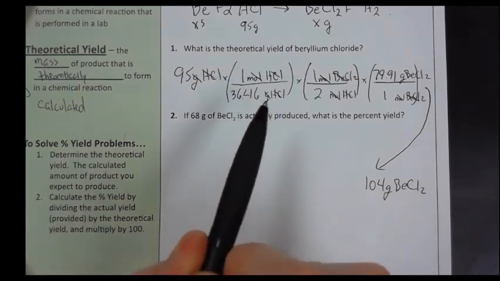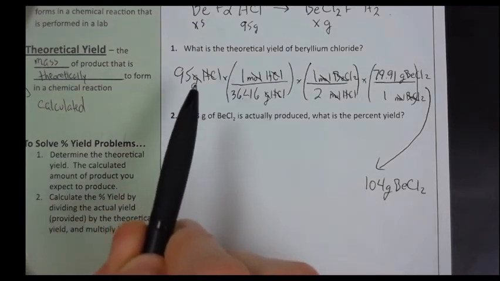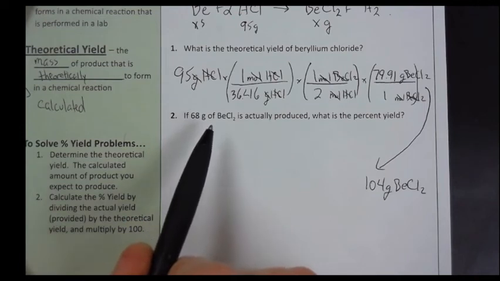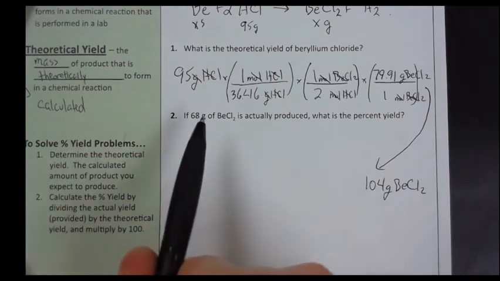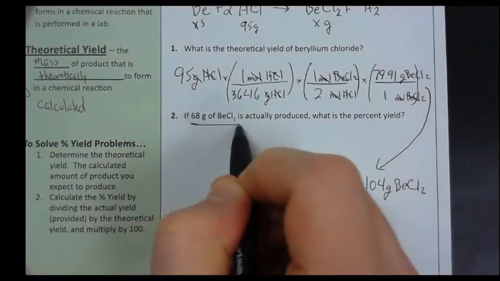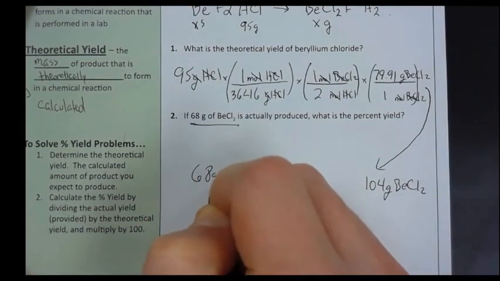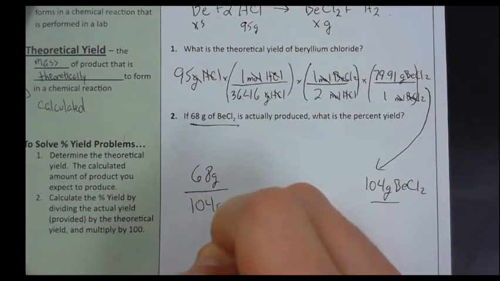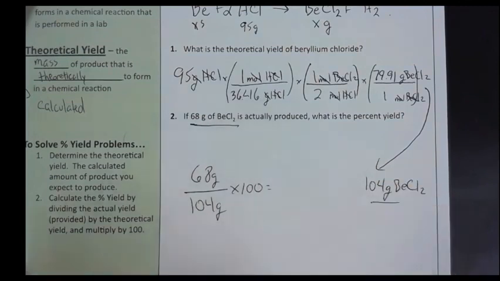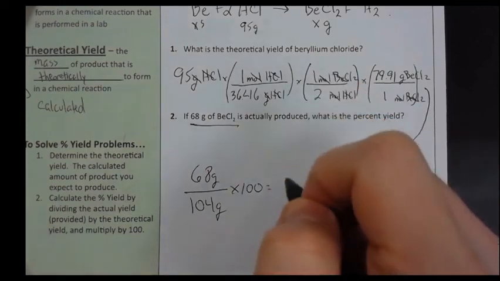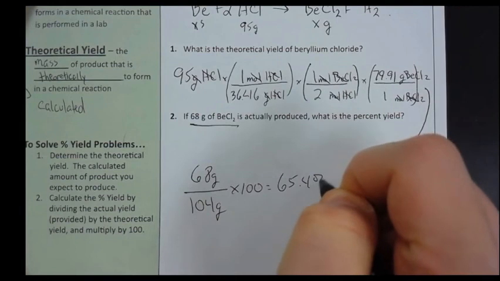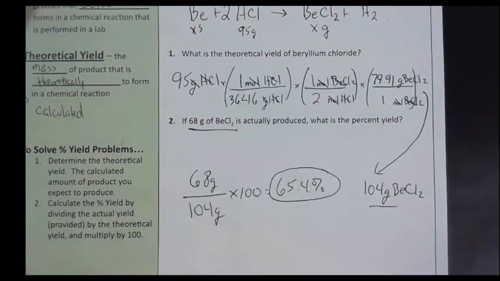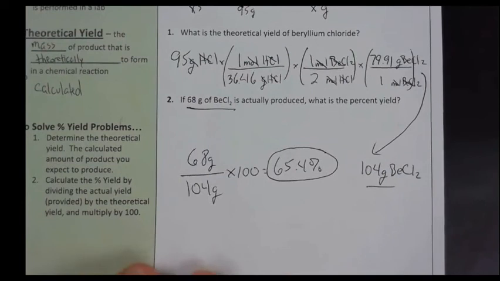Well, somebody performed this reaction, used 95 grams, and only wound up making 68 grams. So what is the percent yield of this particular reaction? We take our actual yield, 68 grams, divide it by our theoretical yield, 104 grams, and then multiply that by 100. 68 divided by 104 times 100, we get 65.4% as the effectiveness or efficiency of this chemical reaction.